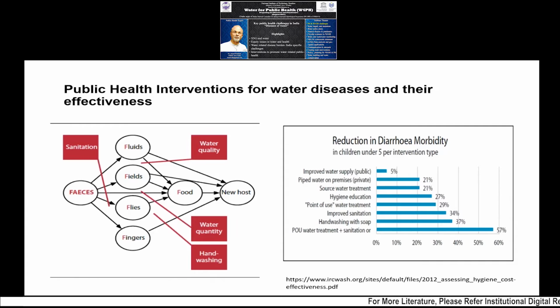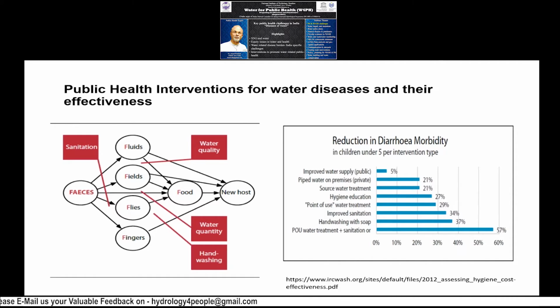And that can happen through fluids, including water, fields, especially if you are going to farms or in rural areas, flies when they sit on feces and then come and sit on our food, and finally fingers, especially after defecation, if we don't wash our hands, or after dirtying with the soil, we don't wash our hands. So this automatically also tells us what we can do to prevent these diseases.